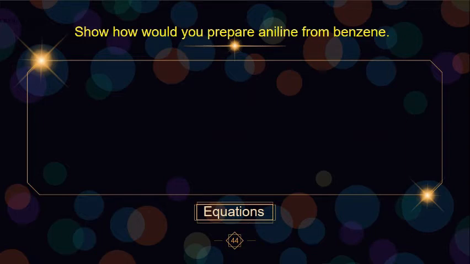Okay, kita separate satu-satu. Show how would you prepare aniline from benzene. Okay, so you nak kena show macam mana you nak prepare aniline from benzene? Okay, this is actually benzene. You nak form sekarang ni adalah aniline.